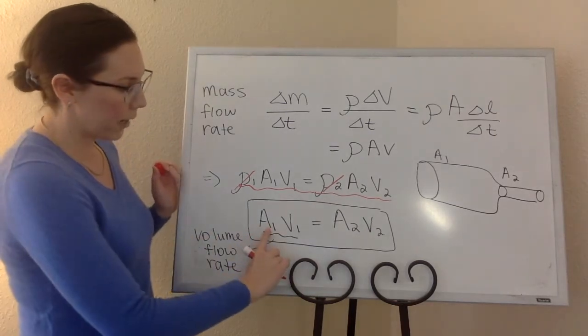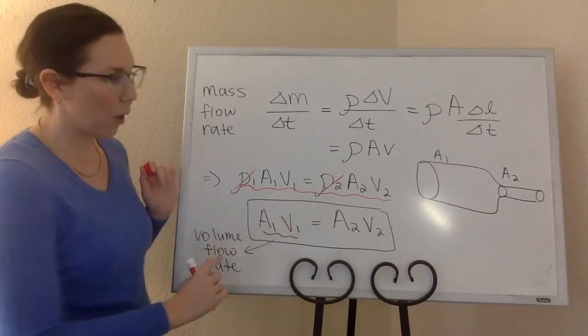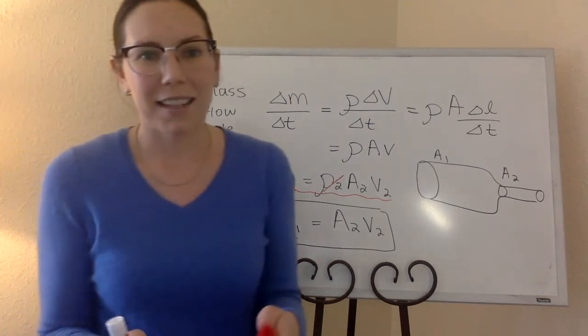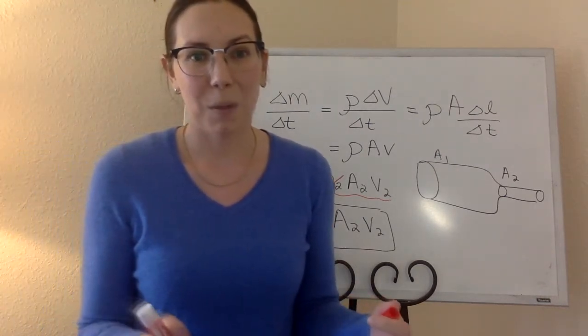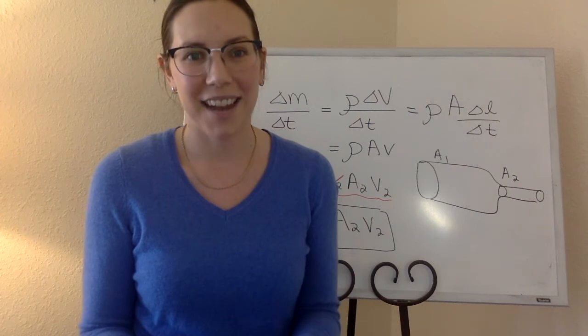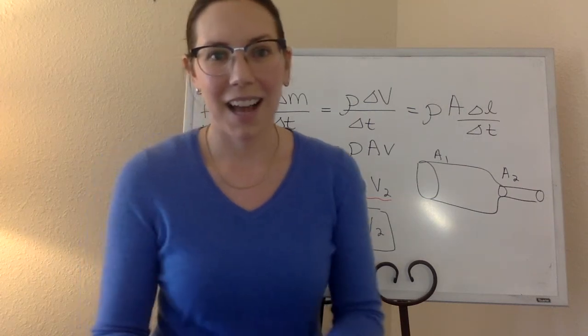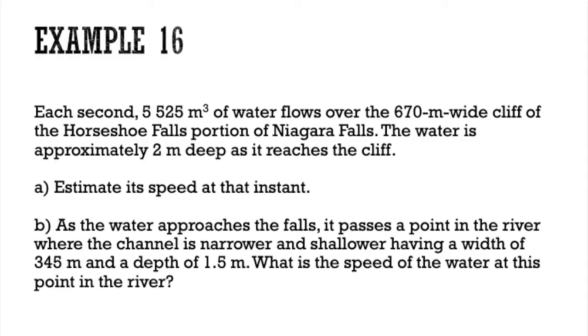Now this product, area times speed, is called the volume flow rate. And that's the amount of volume that passes through a point per unit time in the container. Okay, let's look at how this applies to some examples.